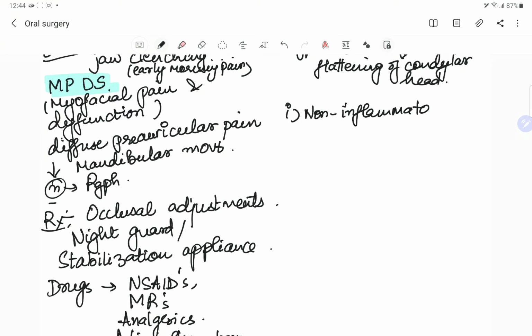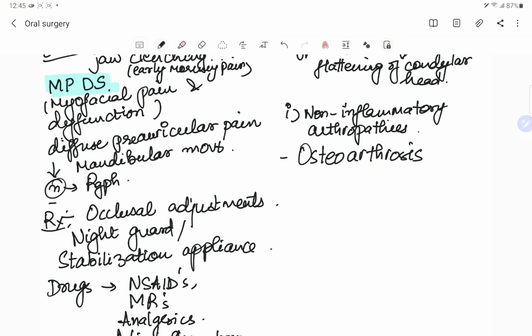In the non-inflammatory arthropathies, this is the most common one, which is the osteoarthrosis. Most common, let us just write it most common. So, it can be primary. The reason for primary we do not know, so that is idiopathic. It can be secondary. Secondary is usually due to any previous surgery or trauma.